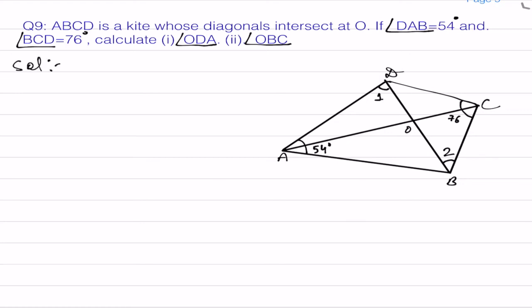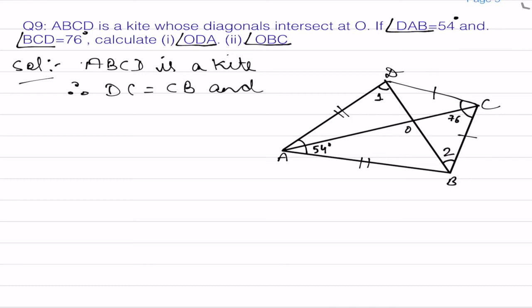So we will use the property of the kite that its adjacent sides are equal. So DC is equal to BC and AB is equal to AD. ABCD is a kite, therefore DC is equal to BC and AD is equal to AB. Now we will consider the triangle DCB. We can see the two sides are equal, so it becomes an isosceles triangle. So in an isosceles triangle, if sides are equal, their opposite angles will also be equal.